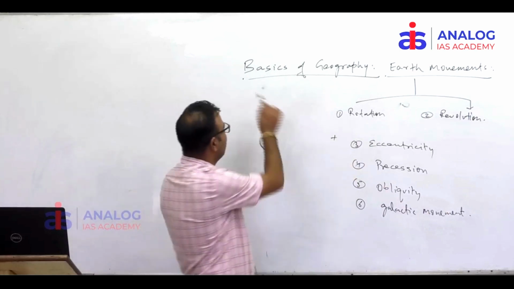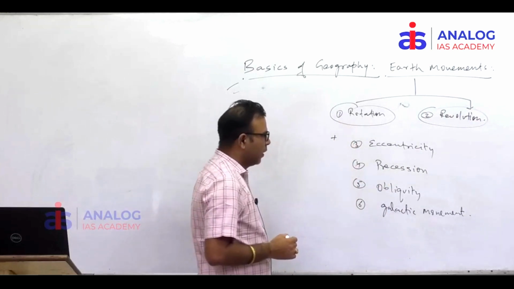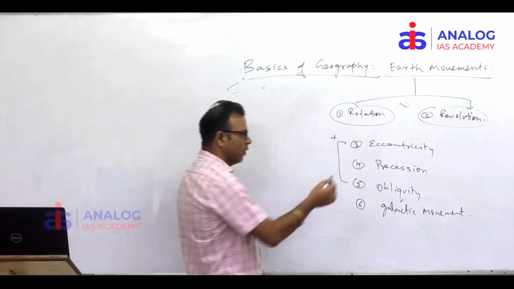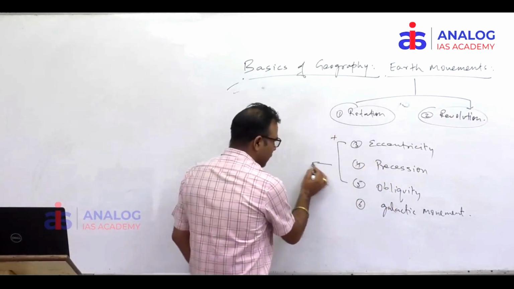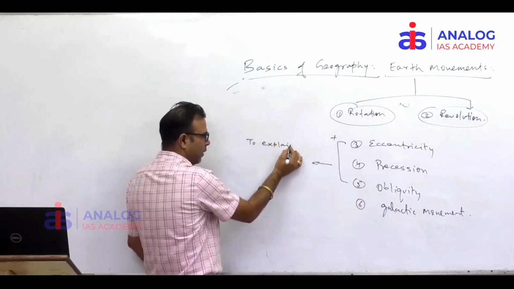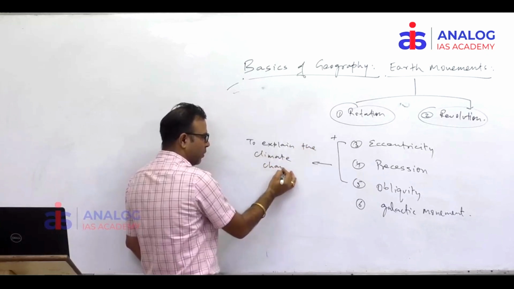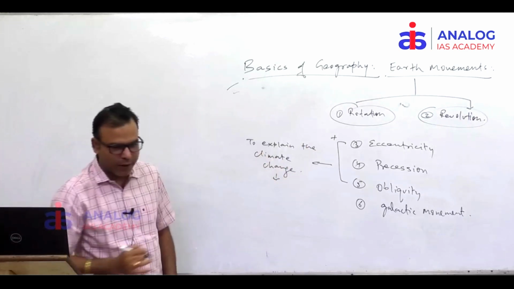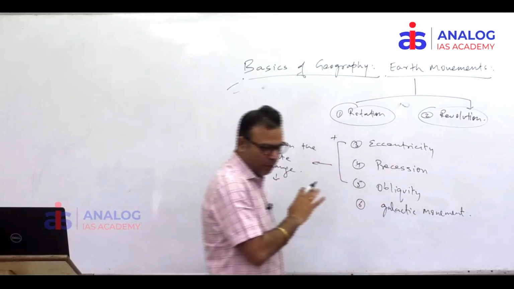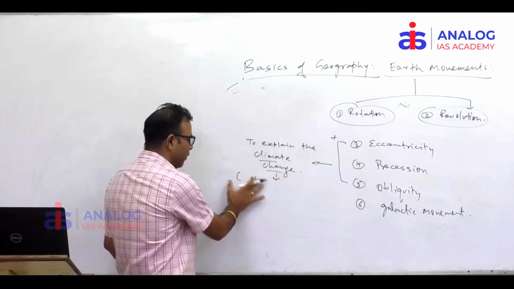Now to get the basics, you only need 2 kinds of motion, rotation and what? Revolution. To understand natural climate change, natural forcing, you can explain it by these 3 other motions. To explain climate change, what are the 3 motions required naturally? Eccentricity, precession and obliquity. We will come to this whole concept when we do the topic called climate change. This is the orbital theory of climate change.